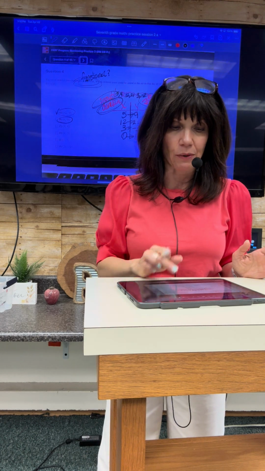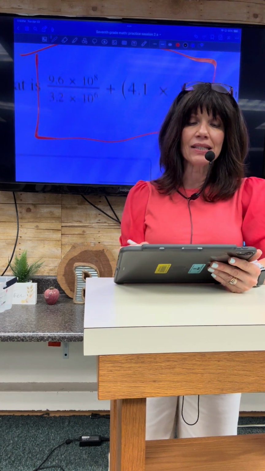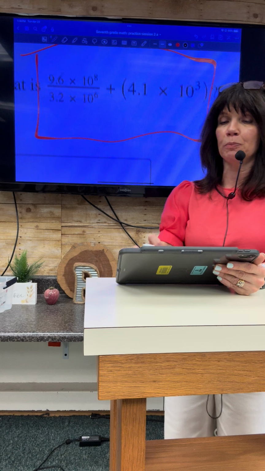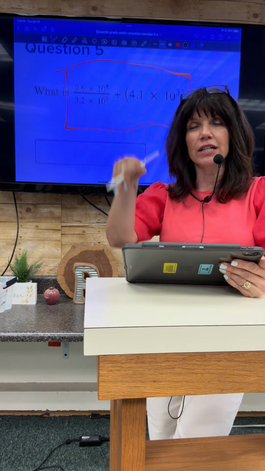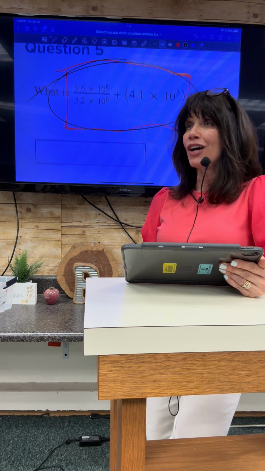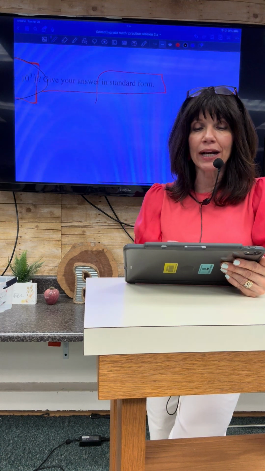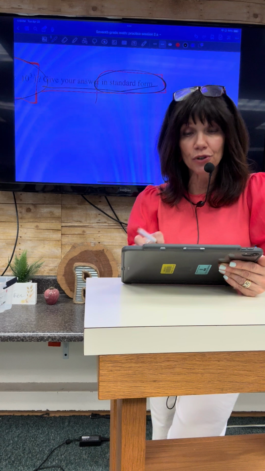Okay, I really think that will help you relate. All right, here we go. Item number 5. What is 9.6 times 10 to the 8th divided by 3.2 times 10 to the 6th plus 4.1 times 10 to the 3rd? Guess what, guys? You don't even need to copy this right now. All you need to do in a moment is put all of that inside your what calculator? Online calculator. It even says, give your answer in standard form. Gee, guys, that's what your online calculator will give you. So you are good for that one.